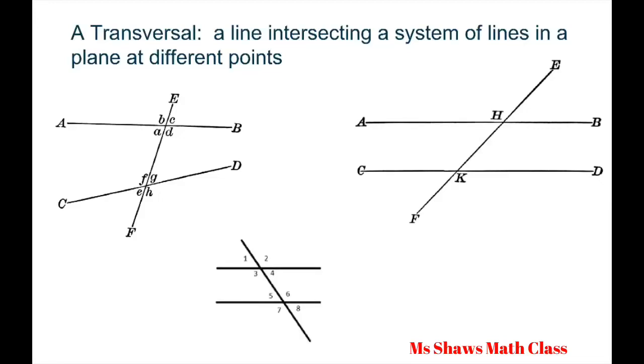Everyone. A transversal is a line intersecting a system of lines in a plane at different points. And these are the typical type questions you'll see in geometry. So E is our transversal line. Or you might see it like this with parallel lines labeled as such. Or we have one going through parallel lines here labeled as such. So that's what you'll be seeing. And the line that's crossing at two different points is called a transversal. And it's in a plane.